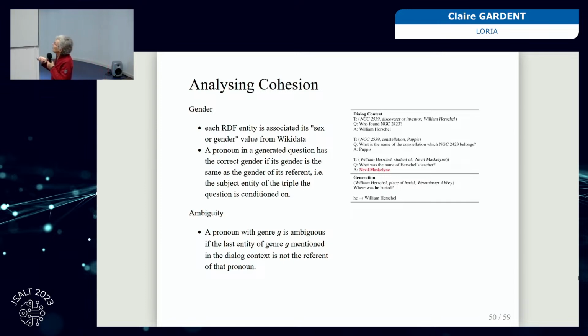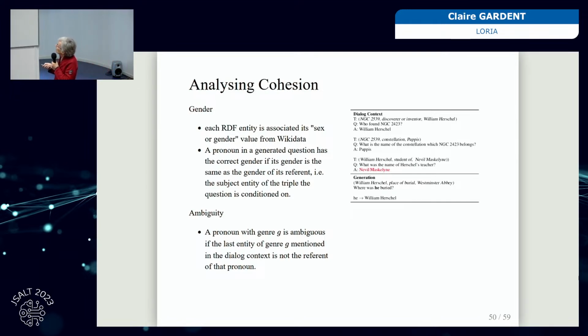Right? So, where was he buried? Then we can compare "he" with William Herschel. From the knowledge base, we know William Herschel is a man, and so "he" is correct. The other thing we can do is use a heuristic to measure, and it's really a very rough heuristic, the ratio of pronouns that are ambiguous, in the sense that the last entity of the same genre as a pronoun mentioned in the dialogue context is not the referent of that pronoun.